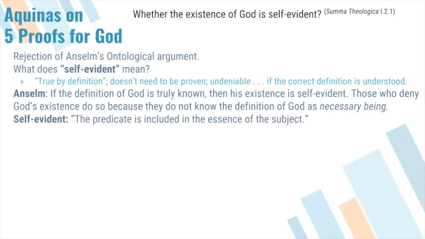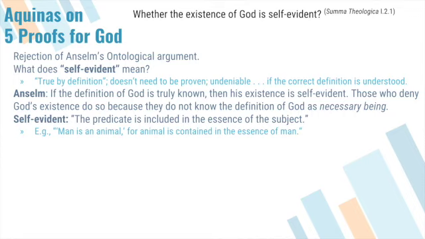Right? So self-evident, he says, is where the predicate is included in the essence of the subject. So when we say bachelor is an unmarried man, right? The predicate is unmarried man. And that is included in the essence of the subject. The subject is bachelor because those 2 things mean exactly the same thing, right? So it's true by definition. That's what self-evident means in Anselm. But Aquinas says it's not happening, right?